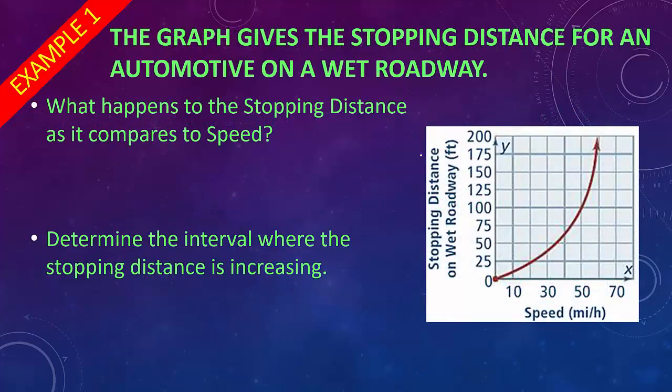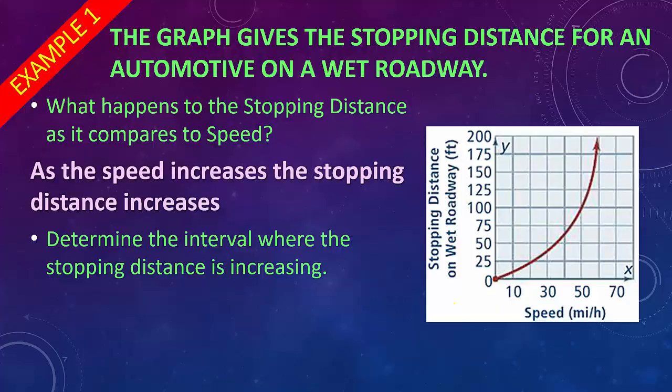All right, so this graph gives a stopping distance for an automobile on a wet roadway. What is happening to the stopping distance as it compares to speed? So as speed increases, the stopping distance also increases. Okay. Determine the interval where the stopping distance is increasing.